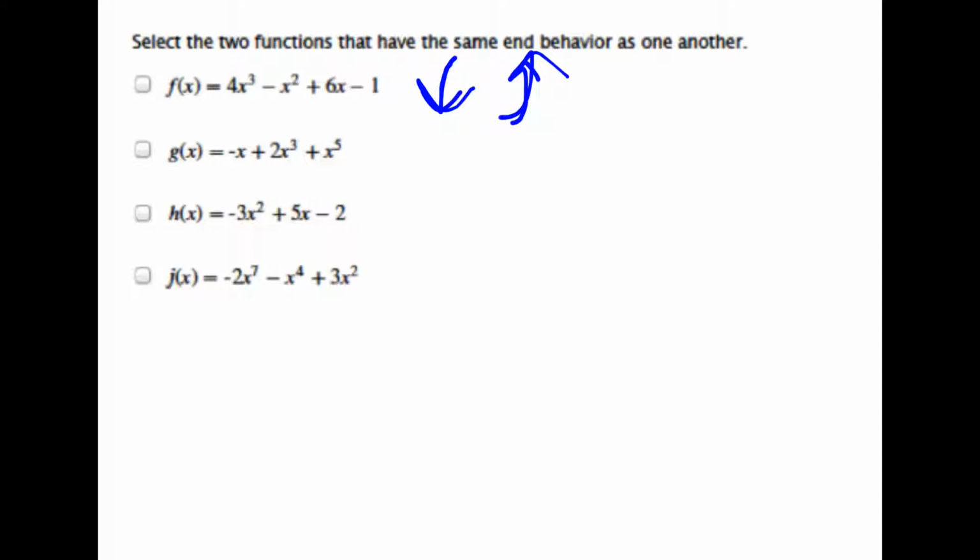The reason I know that is because I look at the leading coefficient, which is the highest degree right there, and it is a positive 4, so it's a positive cubic, so the right side is going to go up, and because it's odd, the left side is going to go down.